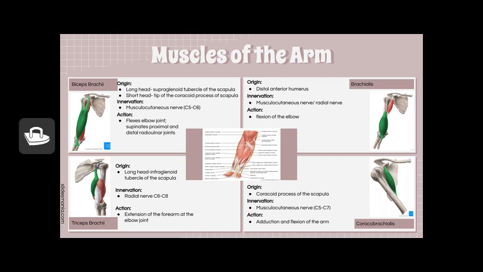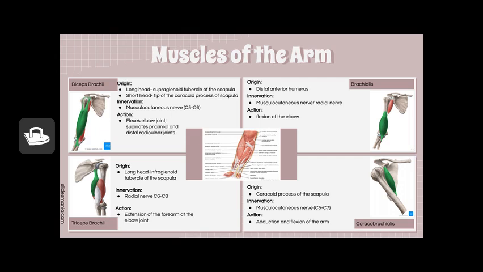And so starting with the biceps brachii, the origin for the long head is going to be the supraglenoid tubercle of the scapula. The short head is going to be the tip of the coracoid process of the scapula. The innervation is going to be the musculocutaneous nerve, and these are nerves C5 through C6. The action is it flexes the elbow joint and it supinates the proximal and distal radioulnar joints.